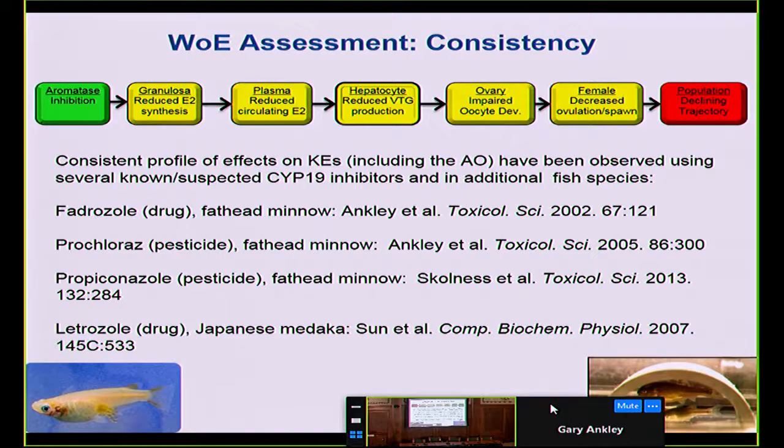And here's a subset of the data that are out there examining this. So if you expose fathead minnows in this case to fadrazole, prochloraz, or another pesticide called propiconazole, you see the same suite of responses across levels of organization. Letrozole, which is a drug similar to fadrazole, there are studies in Medaka that show, again, responses consistent with the AOP, again lending credence or weight of evidence to the robustness of the proposed AOP.